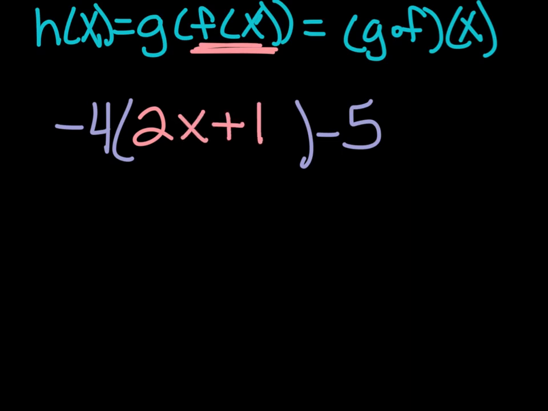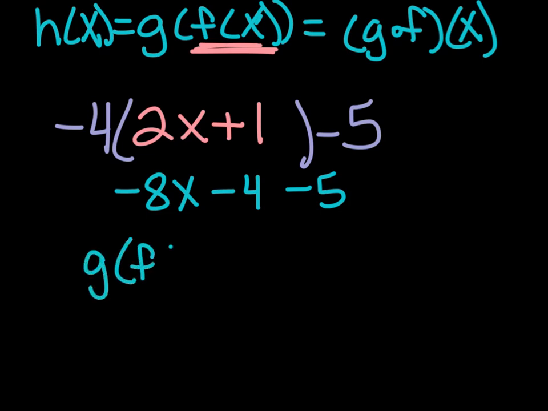So now I'll multiply that out. Negative 4 times 2x is negative 8x. Negative 4 times 1 is minus 4, and then minus 5. So this g of f of x is negative 8x minus 9.